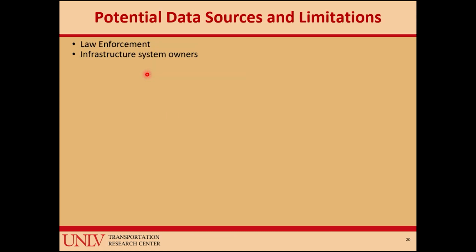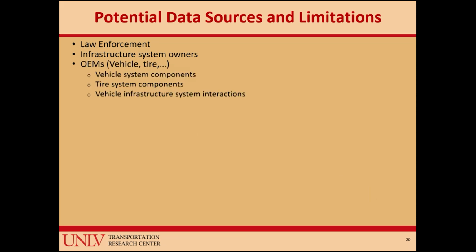So we've talked about law enforcement. What we haven't talked about, infrastructure owners, these are public works agencies, municipalities, State Department of Transportation, who own and operate the roadways or public transit. They have sensors, they have other ways to gather data. It may be just how many lanes do you have, where do you have a stop sign, where do you have a traffic control sign, where do you have median barriers.